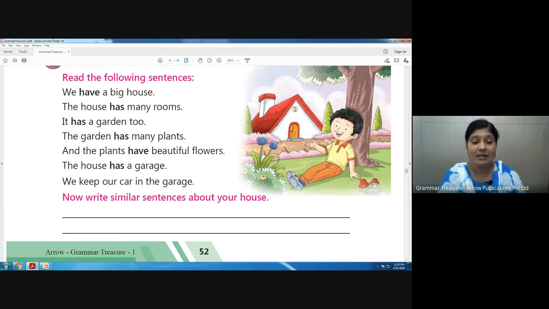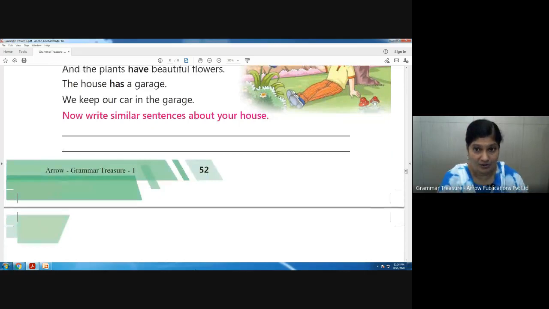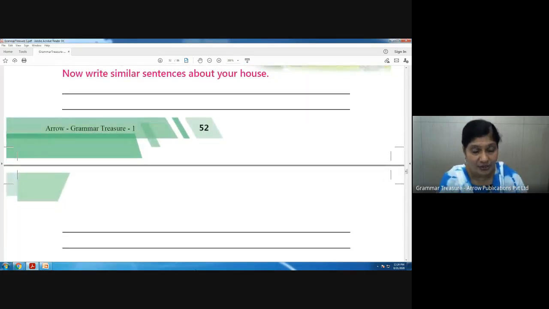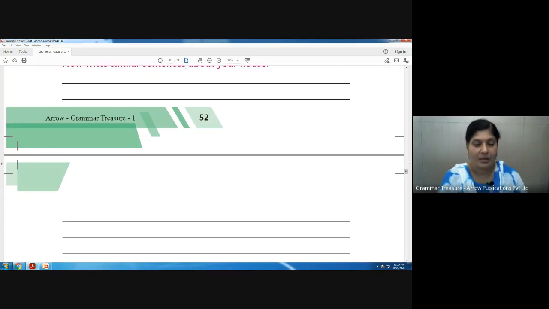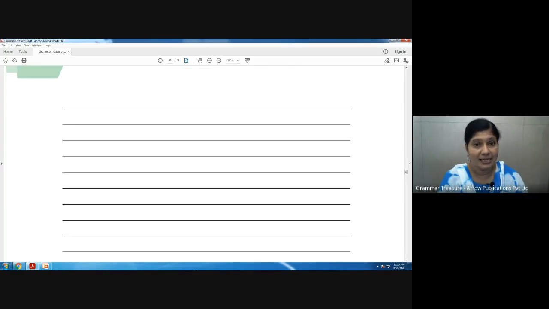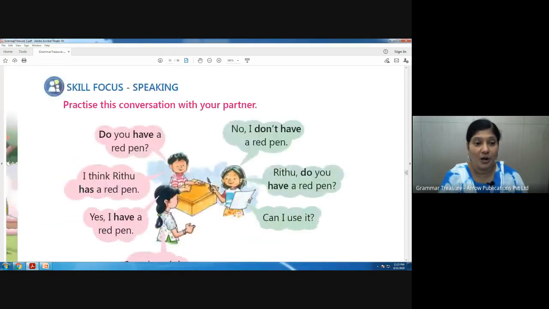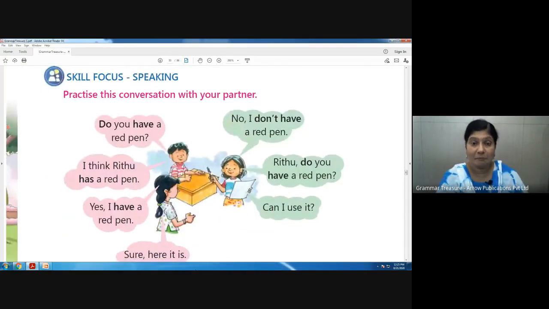Now, write similar sentences about your house. You have read about this boy's house. Now, you are going to write about your house, similar sentences about your house in these lines. Can you do that? I'm sure you can. Once I leave, you have to finish this exercise, right? Now, let's go to the last exercise in this lesson. It's called skill focus speaking.